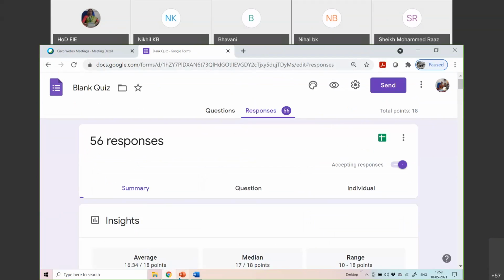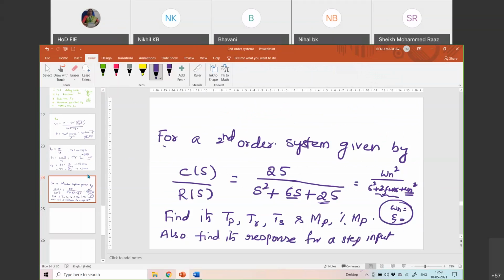So 56 responses I got. Only 10 more have to give. So all the 56 people, please make a note of this problem. For a second order system whose transfer function is given as 25/(s² + 6s + 25), find its peak time, rise time, settling time, peak overshoot, percentage of peak overshoot, and also find its response for a step input.